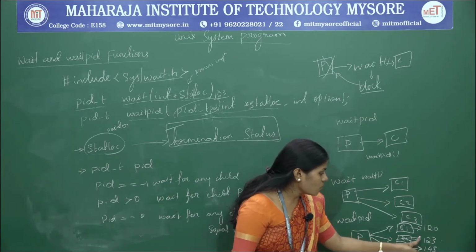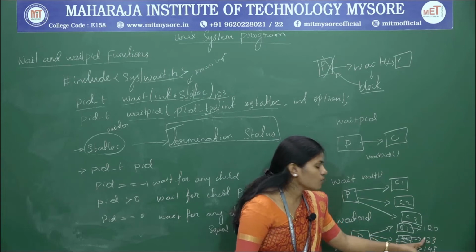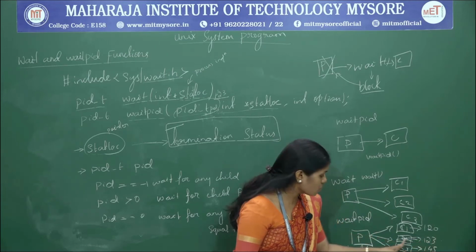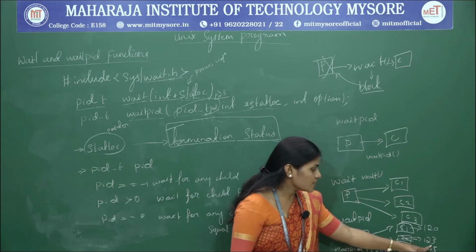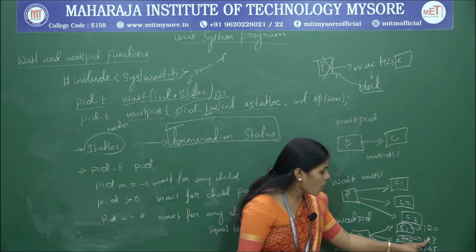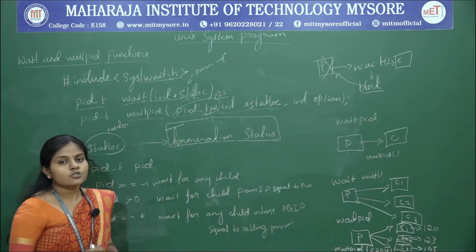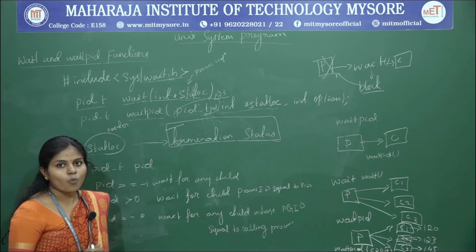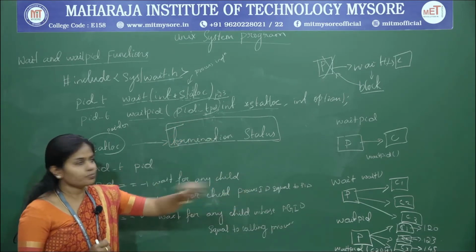So you can get the child 2 process ID by making use of 1, 2, 3. That is, you can get the termination status of child 2 by specifying the process ID 1, 2, 3. So here you can specify 1, 2, 3. This indicates that the parent wants the termination status of child 2.